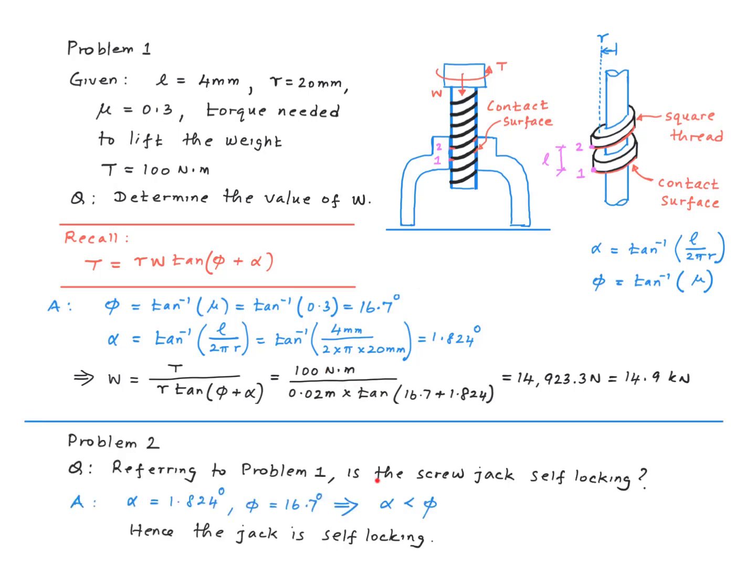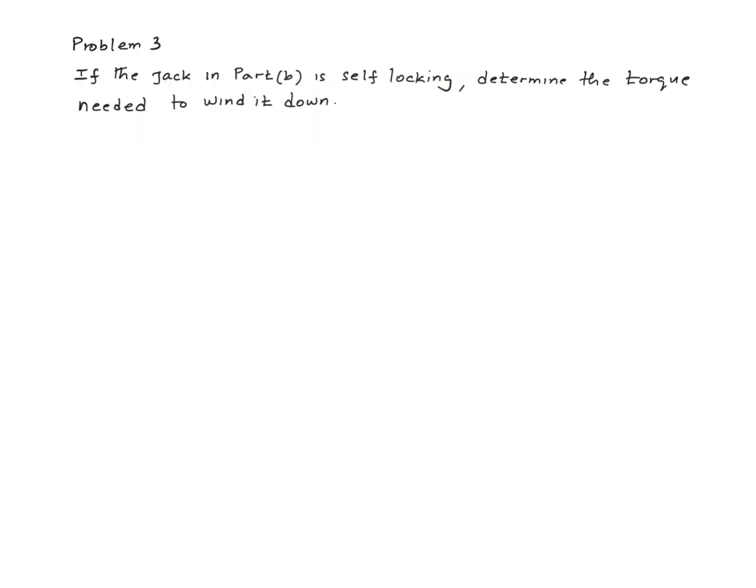In a follow-up question, we want to find if this jack is self-locking. A screw jack is self-locking if alpha is less than or equal to phi, right? We've already calculated the values of alpha and phi over here, and it's pretty clear alpha is less than phi, and therefore the jack is self-locking. Referring to the same problem, problem number 3 is this.